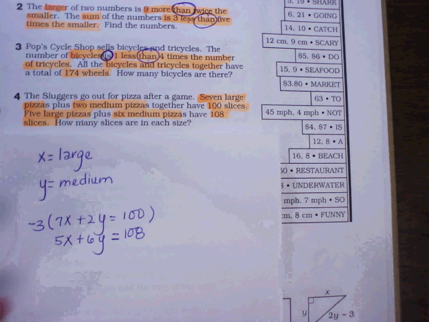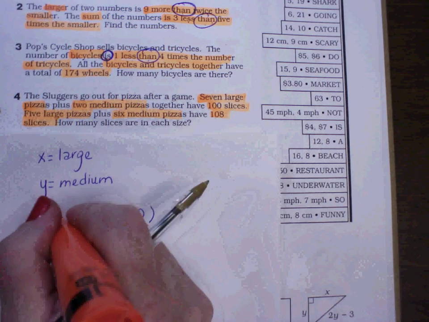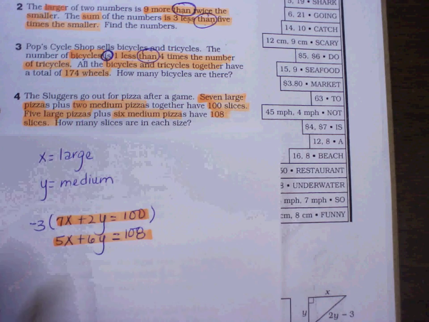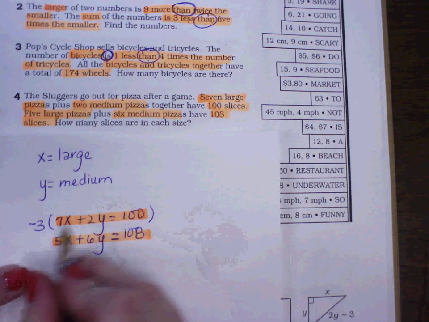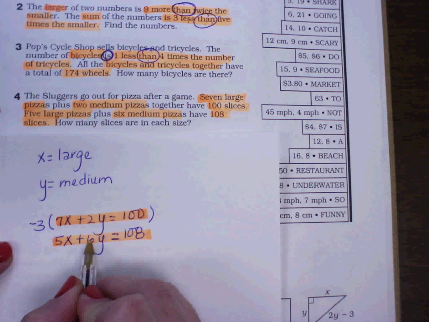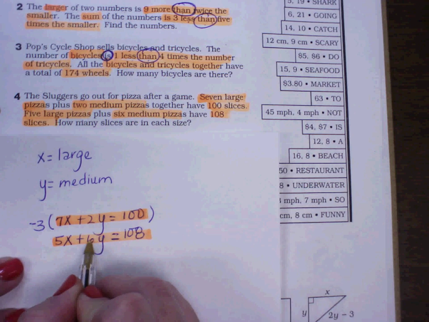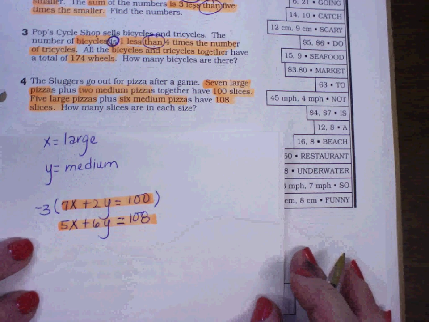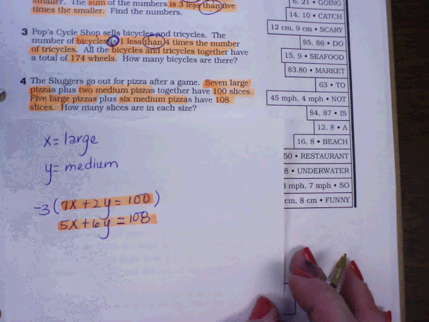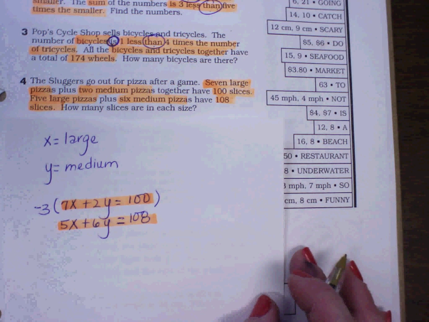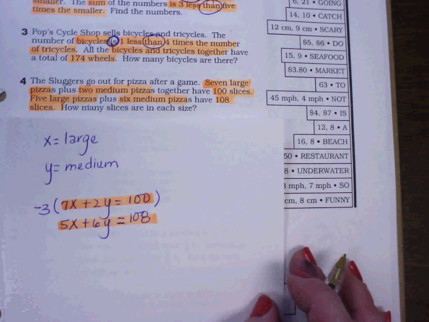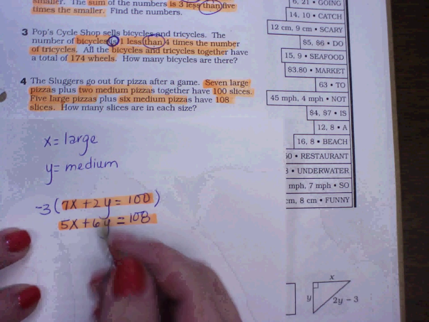So then you can have a -6, so the y's can cancel out. Otherwise, if you want to do this with the x's, you're going to have to change both, one by 7, the other one by 5. You don't want to do that. Just one. All right, so this would be -21x minus 6y equals -300.